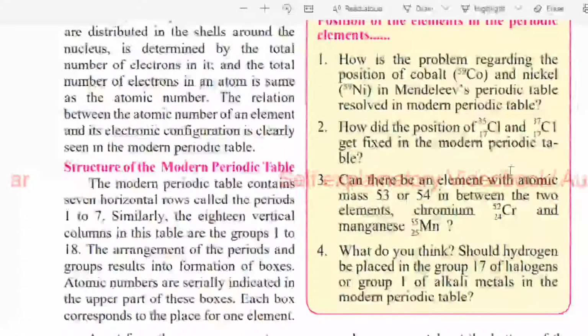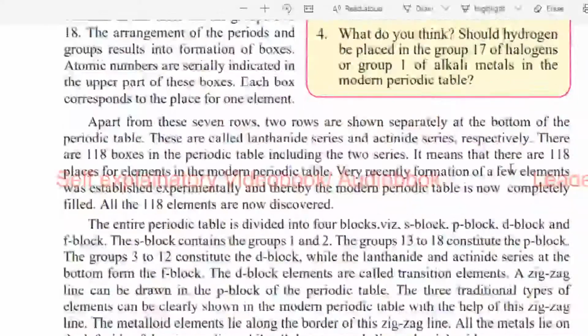Can there be an element with the atomic mass 53 or 54 in between the two elements, chromium and manganese? What do you think? Should the hydrogen be placed in group 17 of halogens or in group 1 of alkali metals in the modern periodic table? Box close.